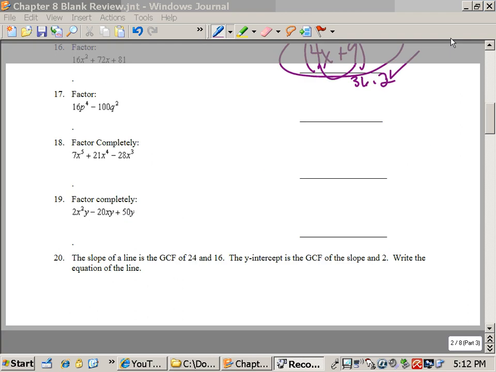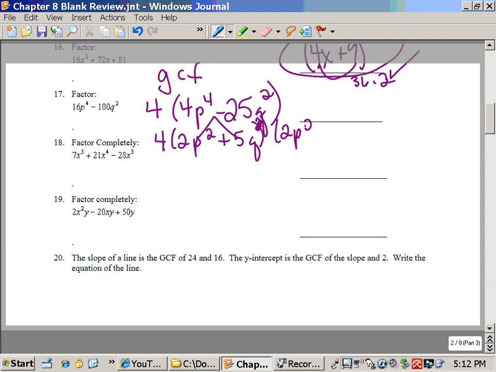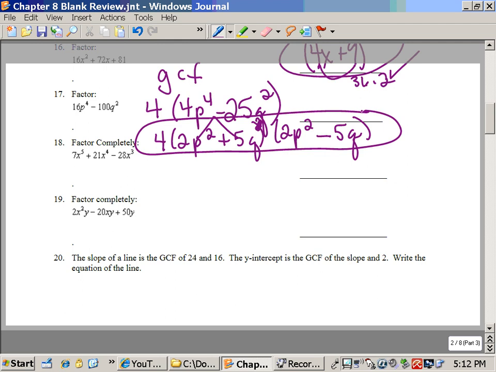Number 17. First thing I always have to try is greatest common factor. These do have a greatest common factor. They are both divisible by the number 4. That leaves me with 4p to the 4th minus 25q squared. This is a difference of 2 squares, so that's going to be 4 times 2p squared plus 5q and 2p squared minus 5q. That is the final answer.